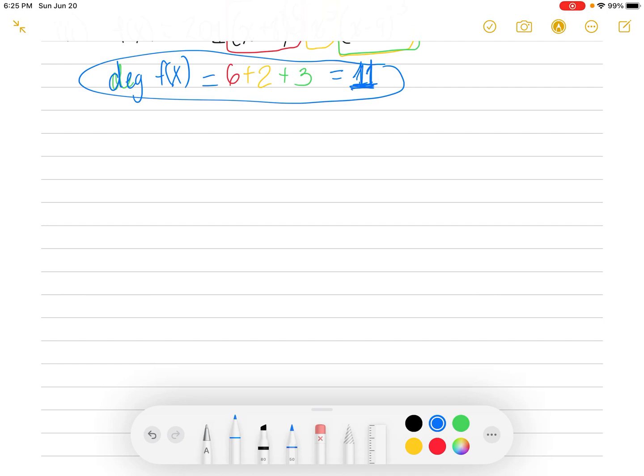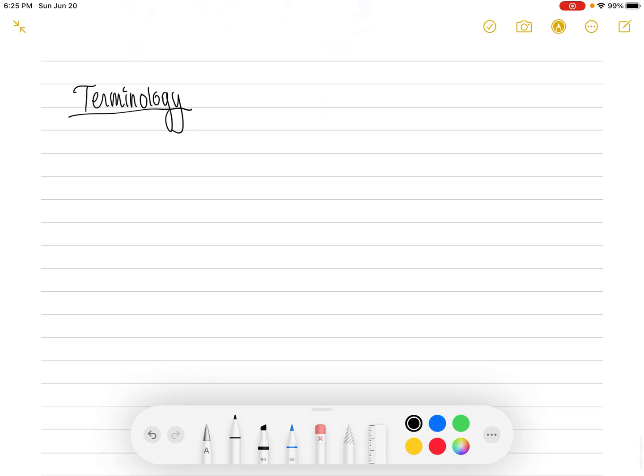Okay, so we want to introduce some terminology here. A lot of terminology to develop in this video. So these are going to be some equivalent statements.